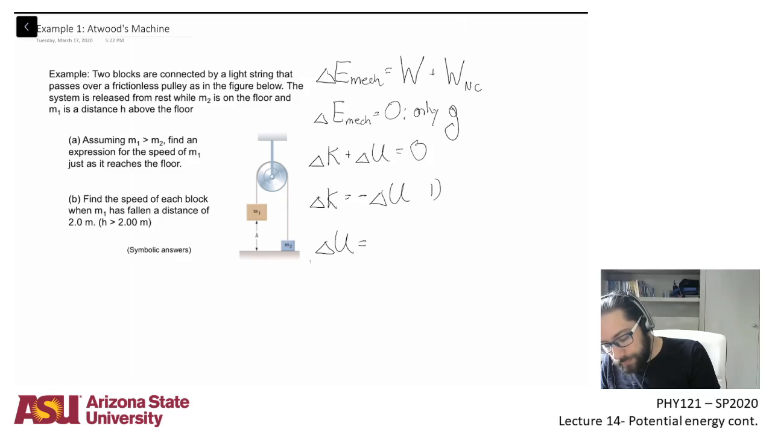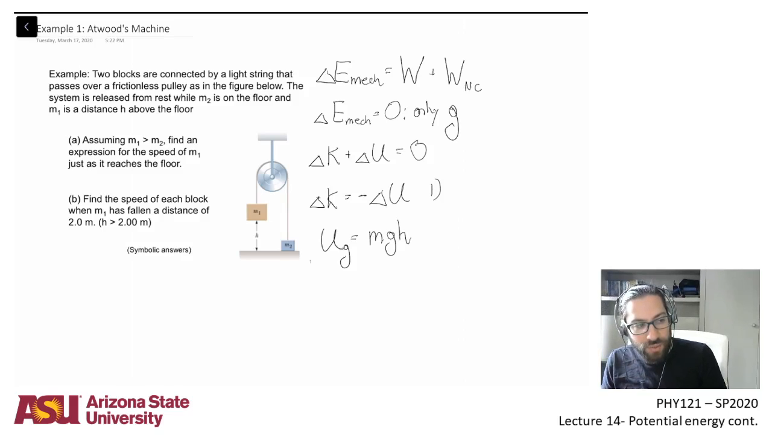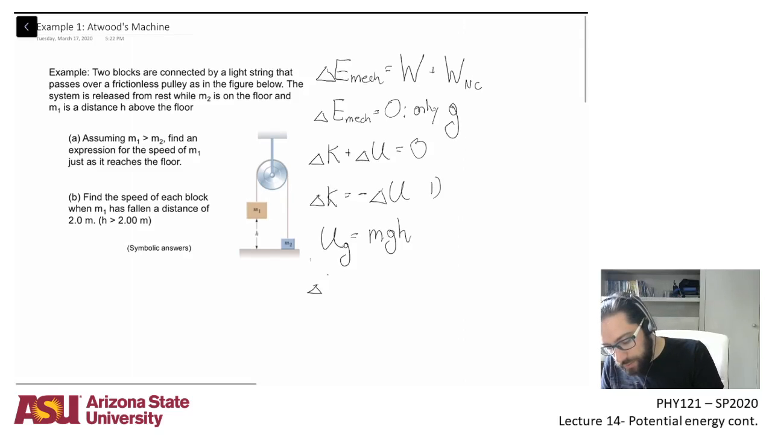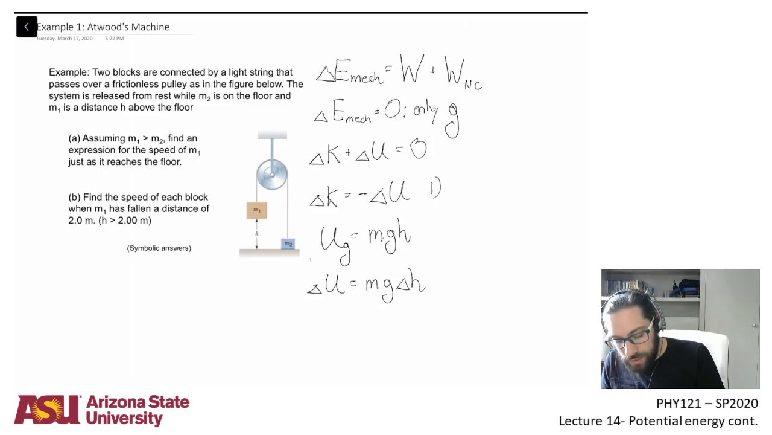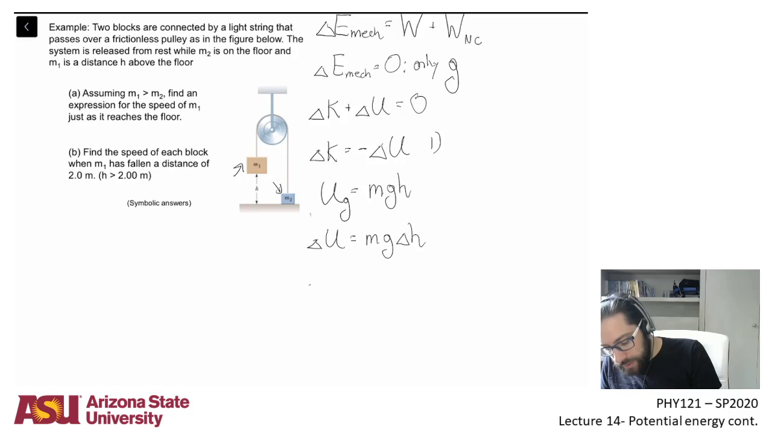So delta U, so first of all, you've probably seen the gravitational potential is something like mgh, right? What we're interested in is the change in the gravitational potential. So delta U is equal to mg delta h. In this case, we have two masses to deal with. Therefore, we have to add the change in the gravitational potential. So this is going to be delta U is equal to m1 g delta h1 plus m2 g delta h2.